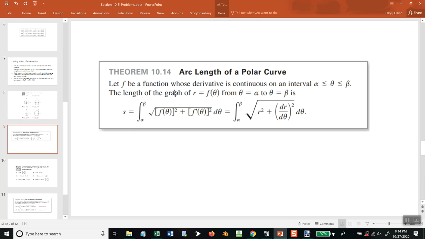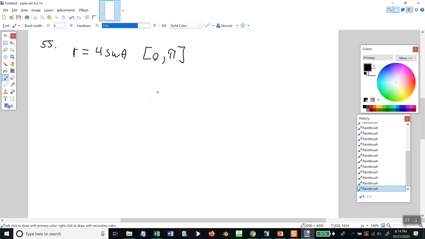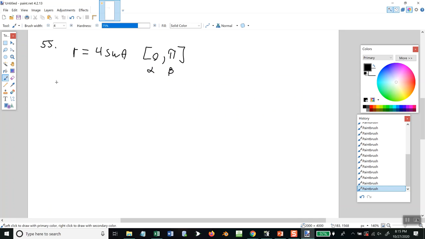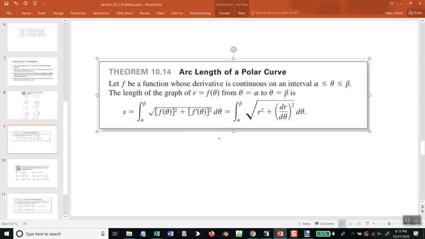Okay. To find the arc length of a polar curve, you need alpha and beta, and that's always given to you right here. So you don't have to do any kind of tracing or anything. That's always given. This is alpha. This is beta. Besides that, you need your f of theta. That's always your r. So f of theta is equal to 4 sine theta. The other thing you need is your derivative, f prime.